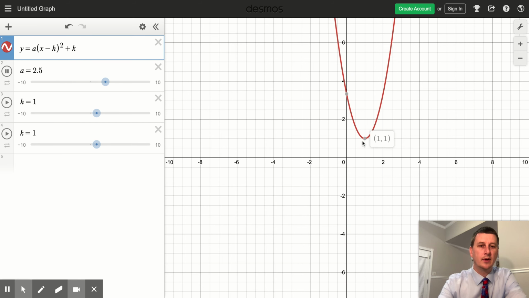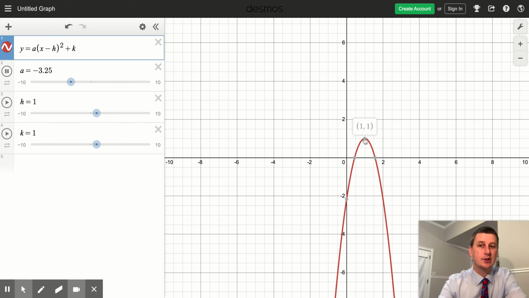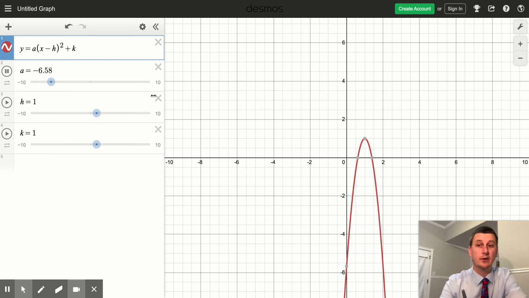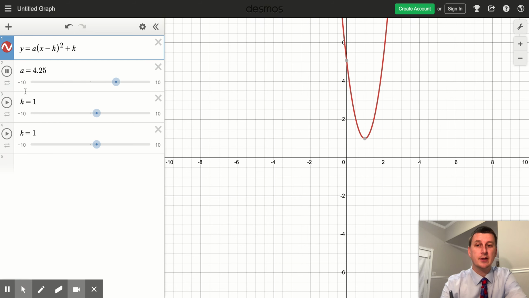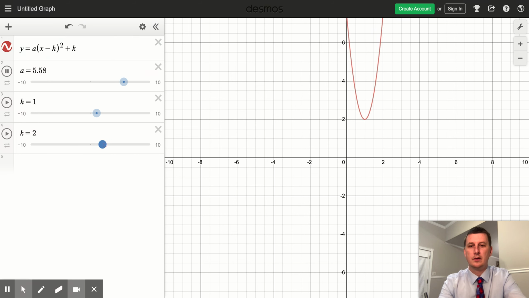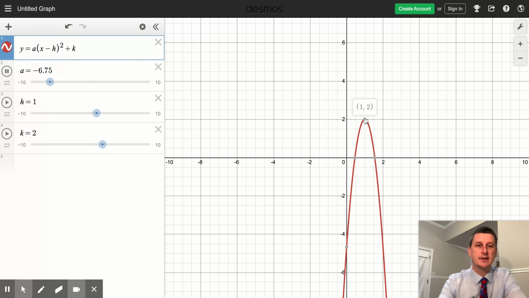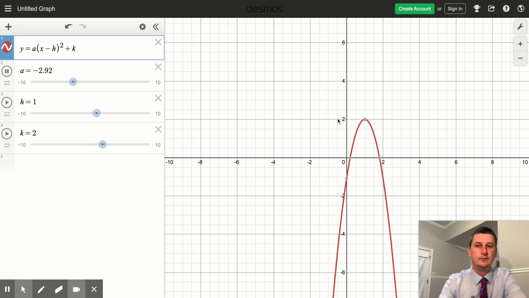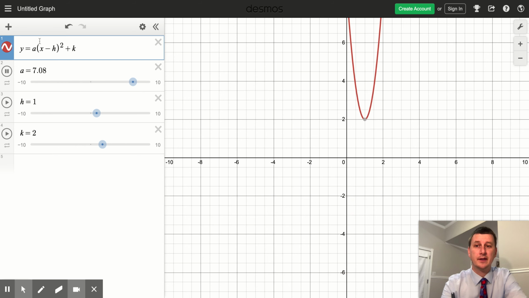And if you want to know where that 1, 1 comes from at the vertex, why don't you look at h and k, what they're equal to over here. So h is equal to 1 and k is equal to 1. But let's see what happens if we make k equal to 2. Now, where's our vertex now? Our vertex is at 1, 2. And again, that number outside doesn't affect the vertex. It only affects how wide or narrow it is.